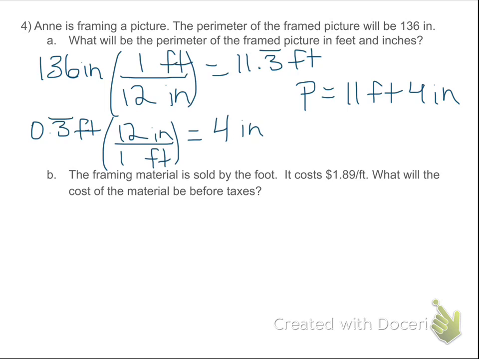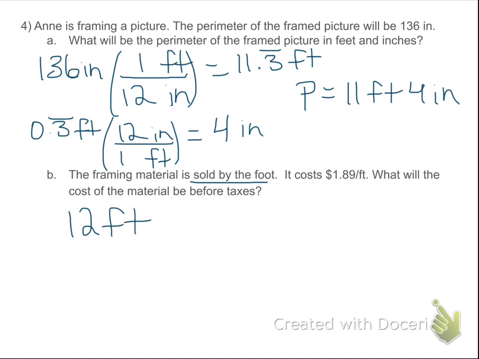Now part B, the framing material is sold by the foot. It costs $1.89 per foot. What will the cost of the material be before taxes? Well, the key here is that it's sold by the foot. So if it's sold by the foot, we can't buy a part of a foot. So that means that 11 feet will not be enough to go around the picture frame. We will need 12 feet.